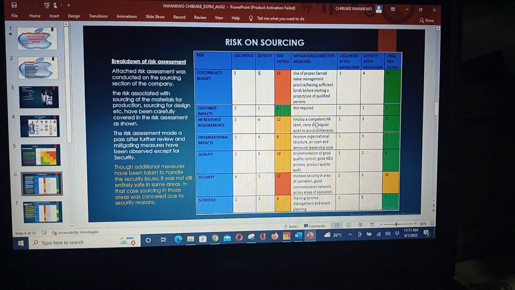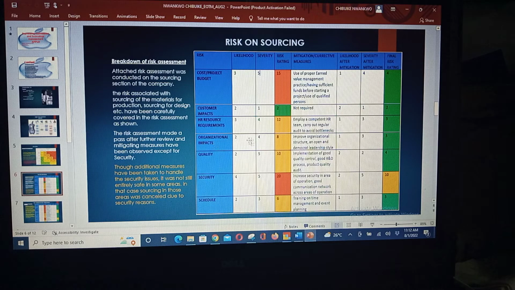The job cannot be done until the mitigating measures are carried out, which is what? Employing the right set of people, keeping them in check, and also carrying out regular checks to avoid bottlenecks in that department. So when all this is done, you can see that the likelihood is down to 1. Severity after mitigation is also down to 3. Why? Because with all the right things in place, it is not very possible for us to make mistakes in choosing the people that are calculating the budget and the design and everything for us. So you see, it's 3. We can do the job.